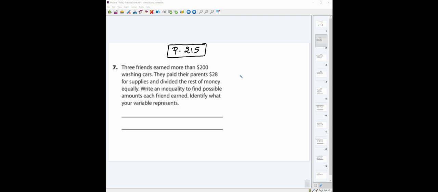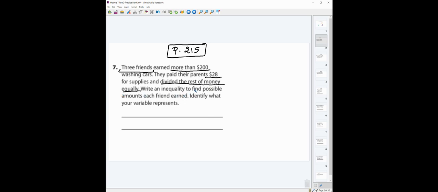Now that you've had a second to read this over, let's go through it again. 3 friends earned more than $200 washing cars. We do know that there's more than $200 that they were able to make from washing the cars. And they paid their parents $28 for supplies. So there's $28 for the supplies, and then they divide the rest of the money equally. So this is where it is important to know that there are 3 friends, because when we divide it equally, it's going to be 3 people making the same amount of money.